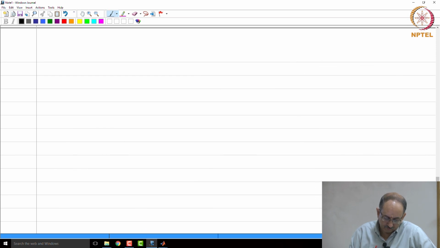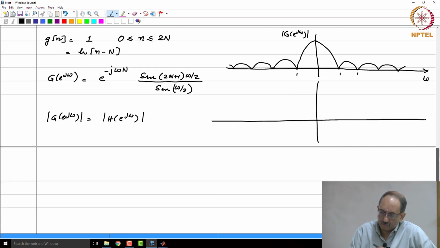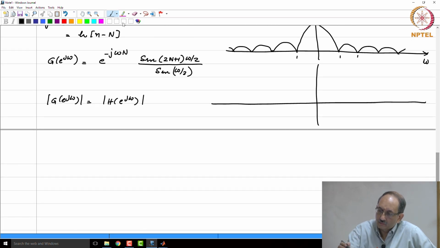Now, as far as phase goes, this particular term e to the minus j omega N, if you look at the phase of this term alone, this is a linear phase term with slope, the value is minus omega N. So, this is a linear phase term. So, if you just focus on this alone, then the phase response will be like this.